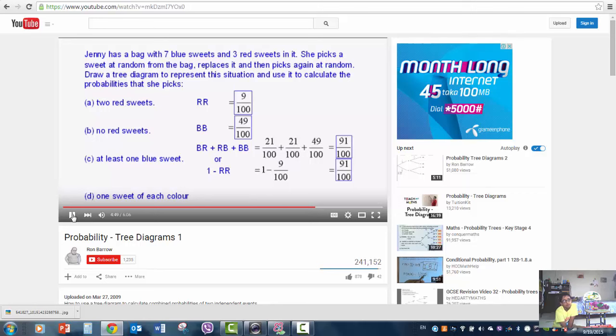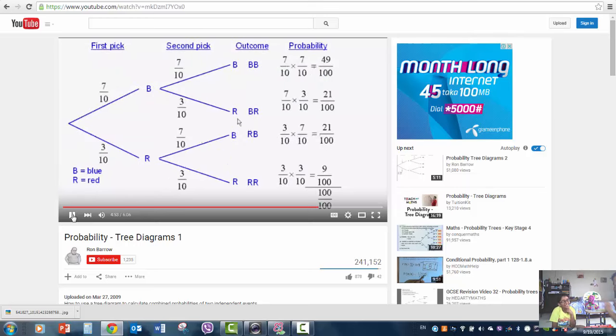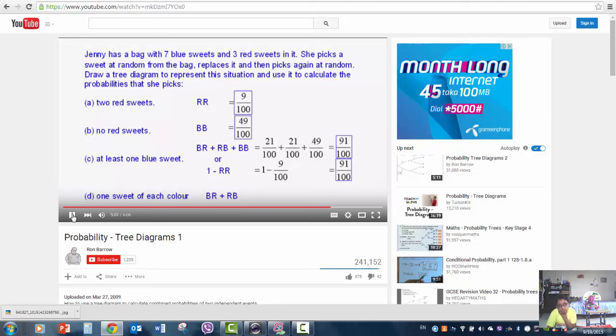Now what about the last one? One sweet of each color. Well, that's just the two middle branches, first blue then red, or first red then blue. So it's this or this, so we add those two probabilities together. Blue-red plus red-blue, 21 hundredths plus 21 hundredths, 42 hundredths, which we may choose to simplify to 21 fiftieths.